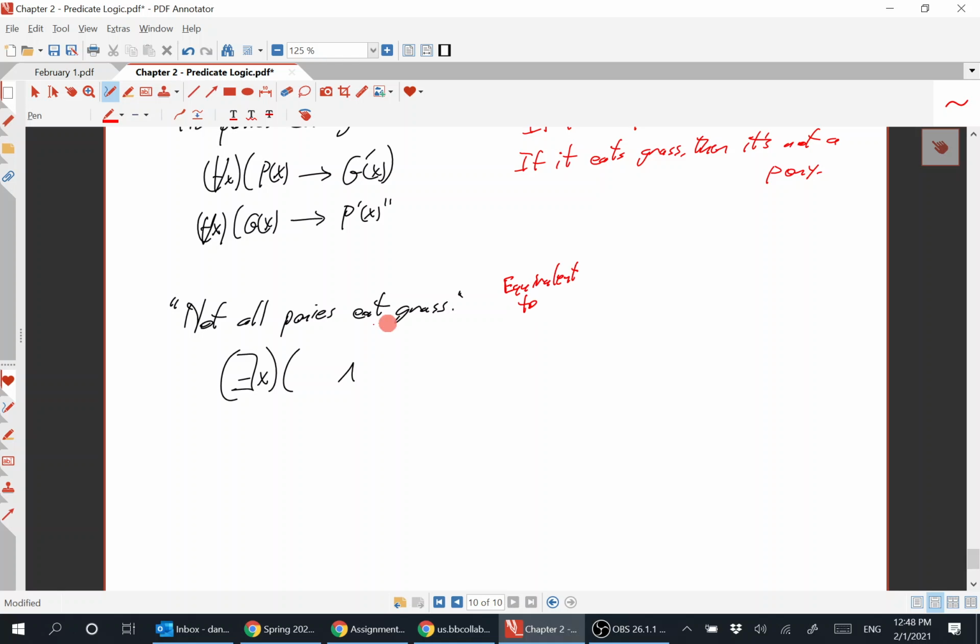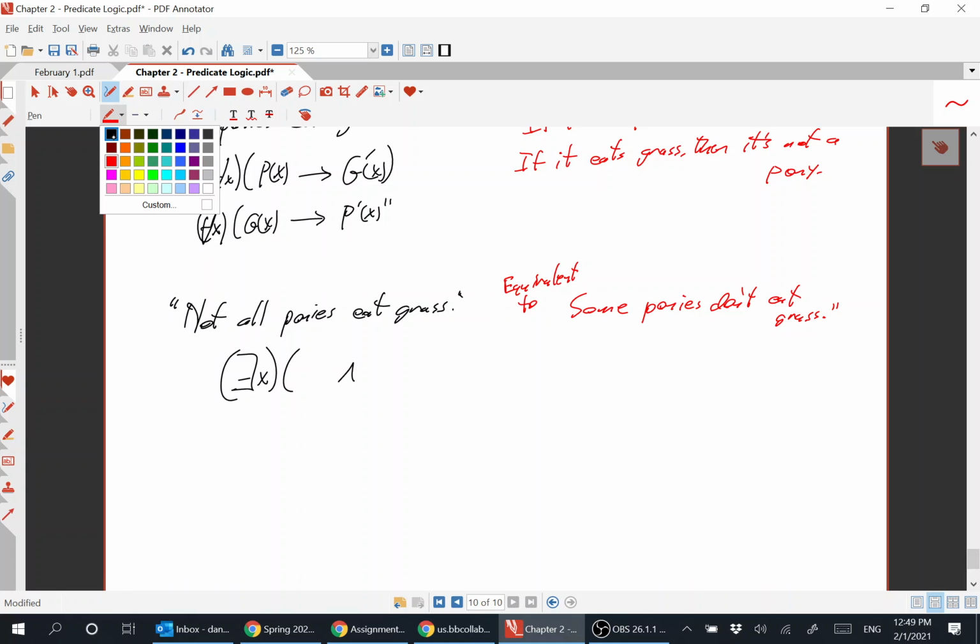Not all is equivalent to some ponies don't eat grass. So not all ponies eat grass. That's P of x and G not of x. So there's at least one. So some ponies, what? Don't eat grass. It has to be conjunction. So some things are ponies and don't eat grass.